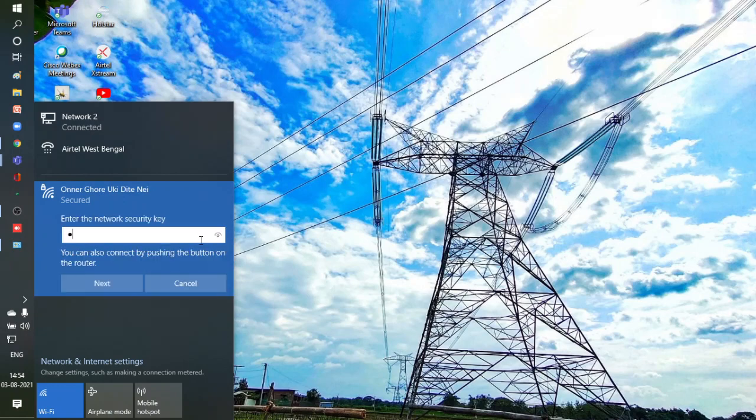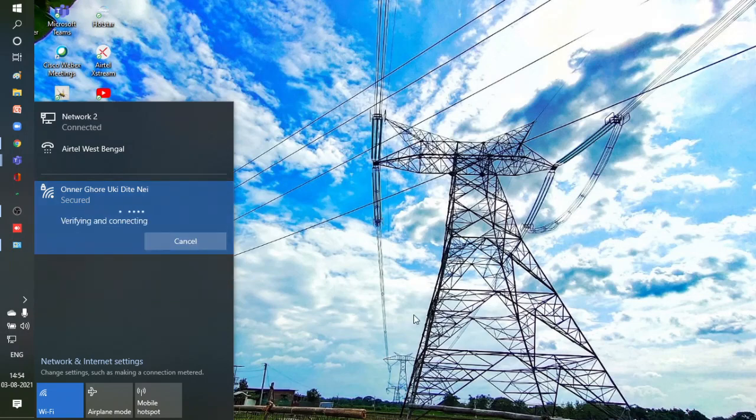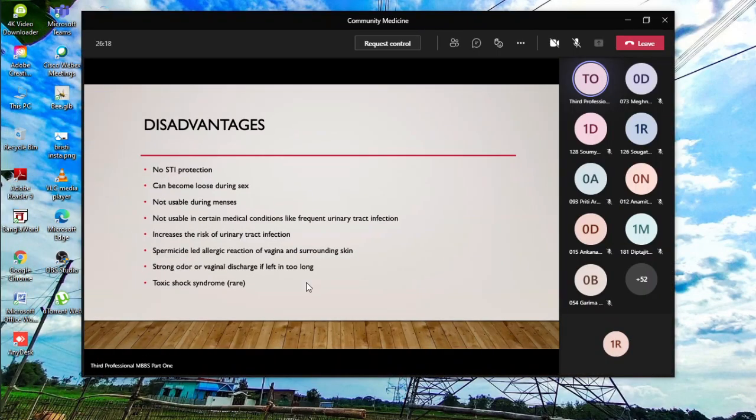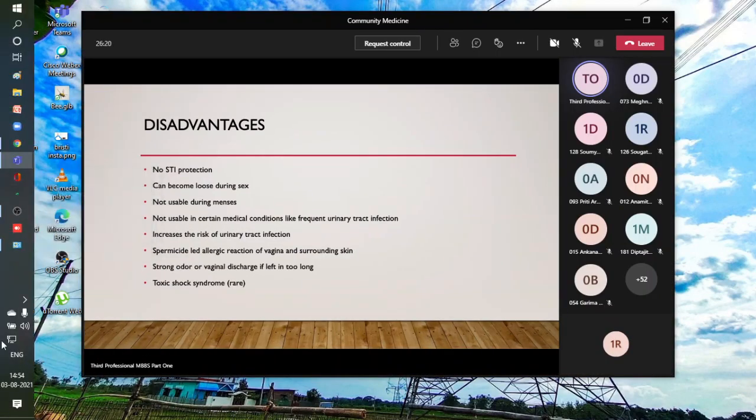It can become loose during the sexual act and is not usable during menses. It is not usable in certain medical conditions like frequent urinary tract infection, and it increases the risk of urinary tract infection. Due to the spermicide, a late allergic reaction of the vagina and surrounding skin can happen. There can be a strong odor or vaginal discharge if it is left in place for a long time, and rarely toxic shock syndrome can happen.